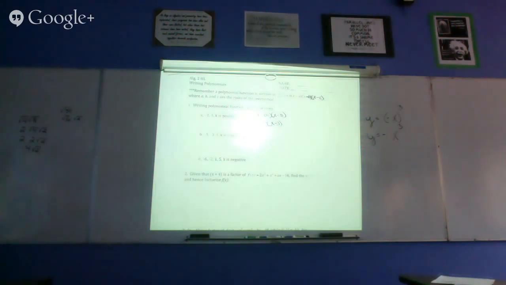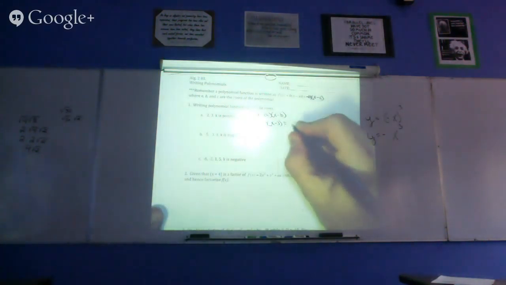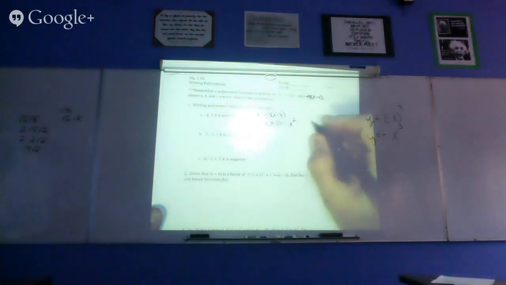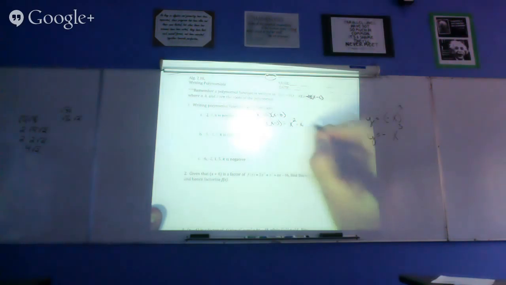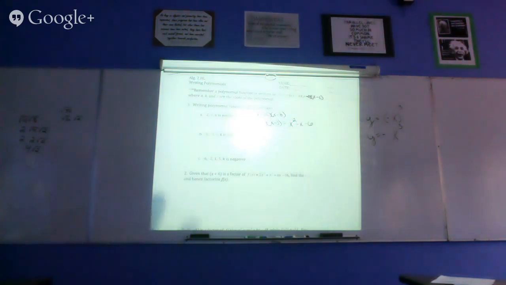I have to multiply this out. I have to do the FOIL. Well, if I do the FOIL on this, what do I get? x squared minus 3x plus 2x minus 6, which gives me x squared minus x minus 6. Okay? And that's it. There's your polynomial.